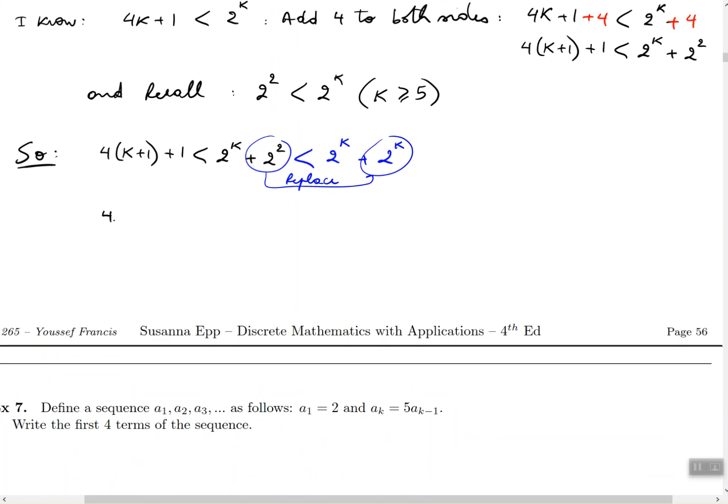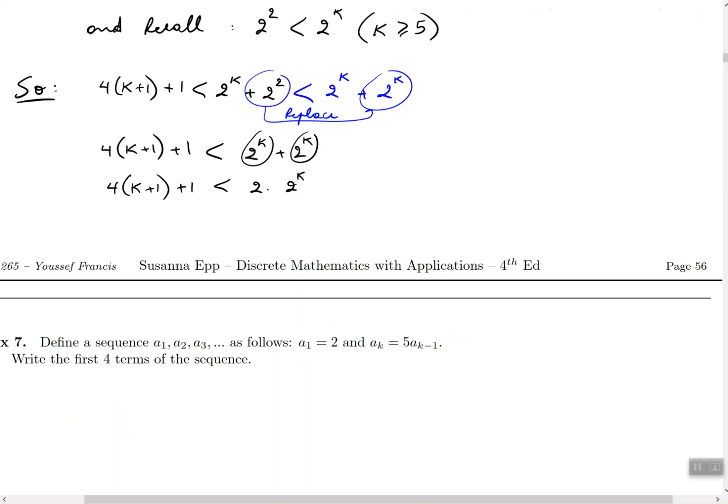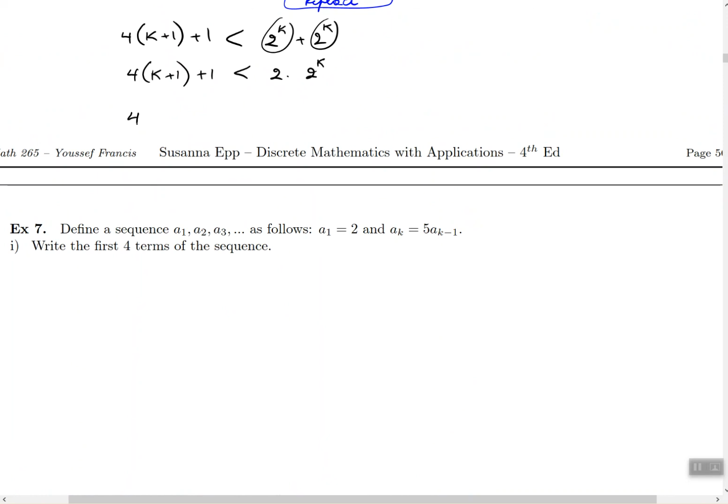So the middle term can be dropped, so now we're left with 4k plus 1, and the middle term is gone. Now we have the blue 2 to the k plus the other one, and think of it as one coin and a second coin, so there's 2 coins, so we can now write them together, 2 of the 2 coins. Using exponent rules, this is basically saying that 4k plus 1 is going to be less than 2 to the power of k plus 1. Which is what we wanted. So QED.